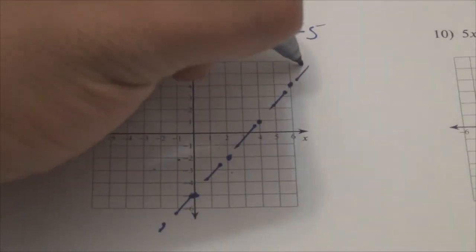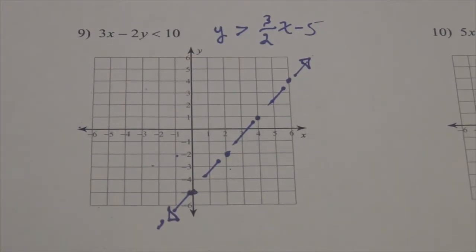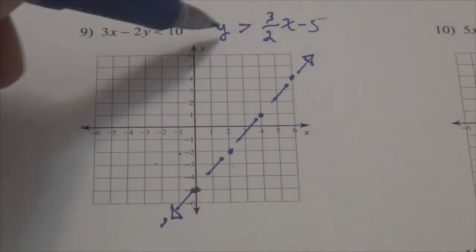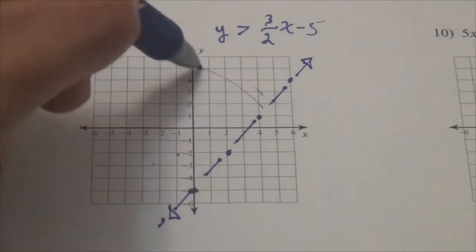Okay, so arrowheads here, arrowheads here. I don't know what happened over here. And where am I going to shade? Well, it says y is greater than. Where is y greater than? Over here, so.